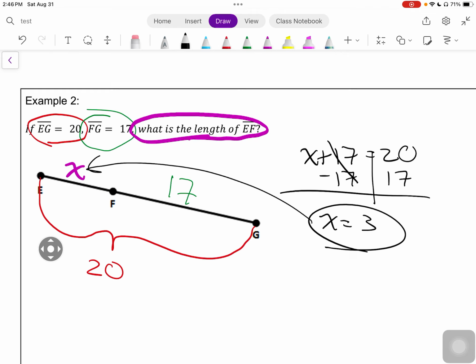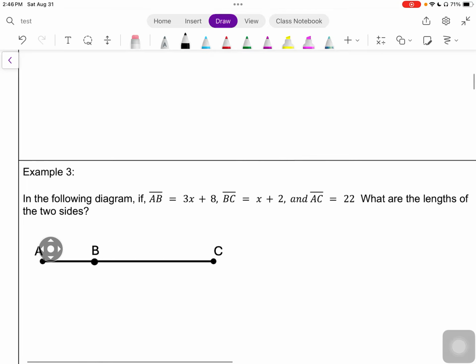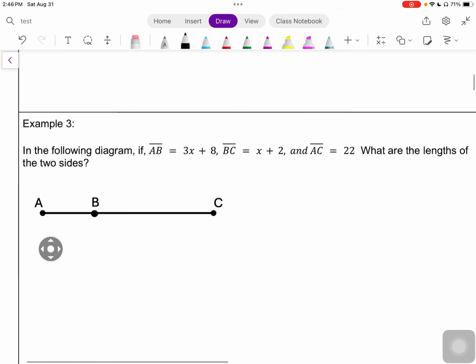All right, like I said, take your time, label the information. Don't try to just jump right to the equation. Putting things on the questions is extremely helpful. All right, last question. A little bit more on this one. In the following diagram, if AB is 3x plus 8, BC is x plus 2, and AC is 22, what are the lengths of the two sides?